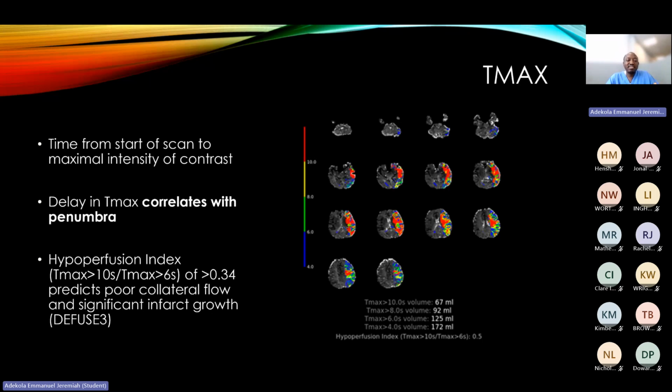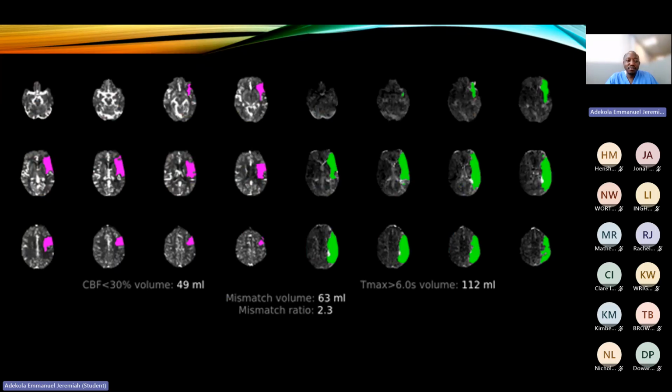With this index, we could also calculate the hypoperfusion index, which is the degree of the perfusion to that part of the brain, and is a measure of poor collateral flow if it is greater than 0.34.